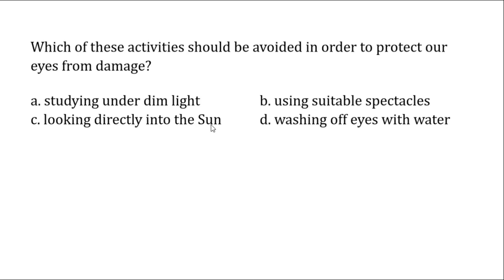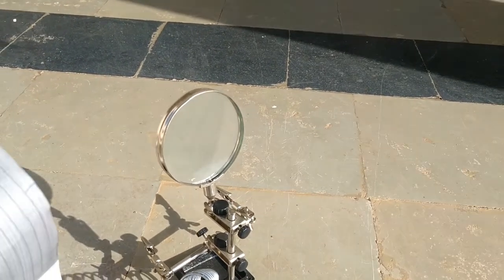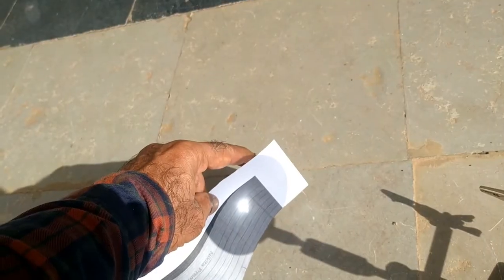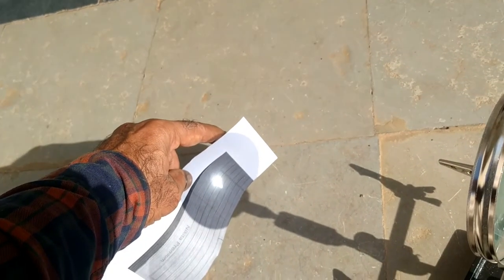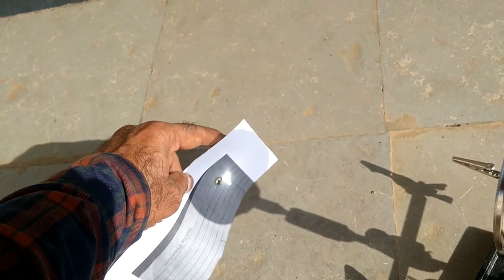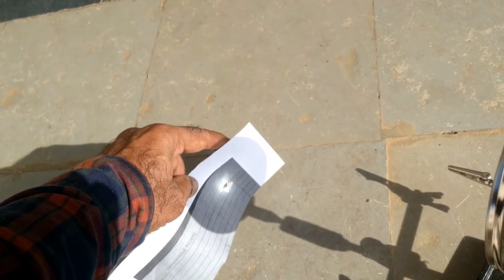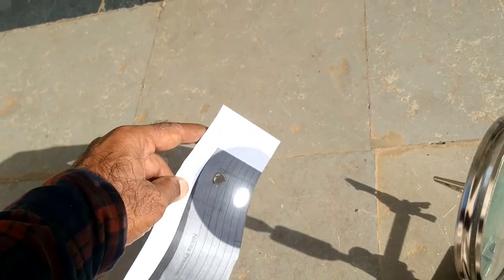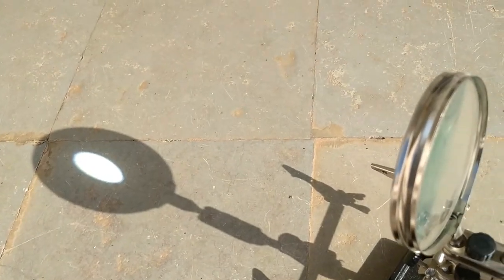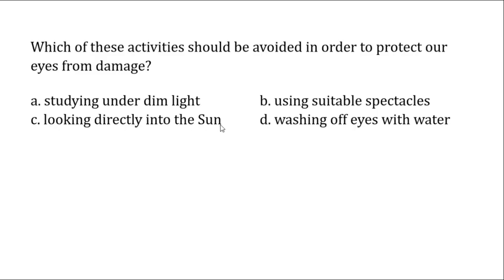Now the question is why it happens, because our eye is made of a convex lens, and a convex lens converges, and when it converges it puts an image of the sun right on the retina, and you know how strong sun rays are. We have already made a demonstration on that. It will burn a piece of paper, whereas our retina is very delicate. So definitely the answer has to be looking directly into the sun. Okay, we have to avoid it.